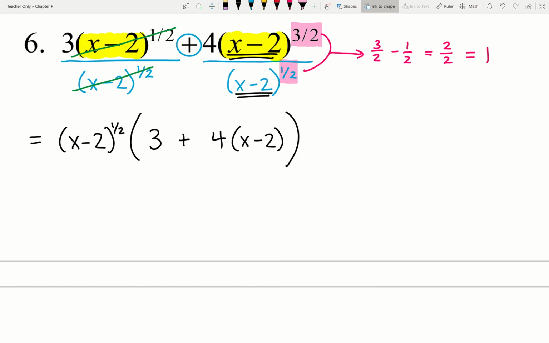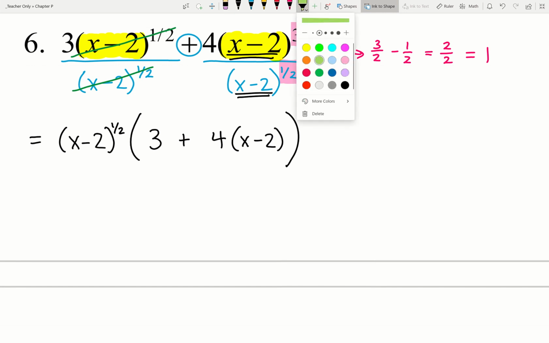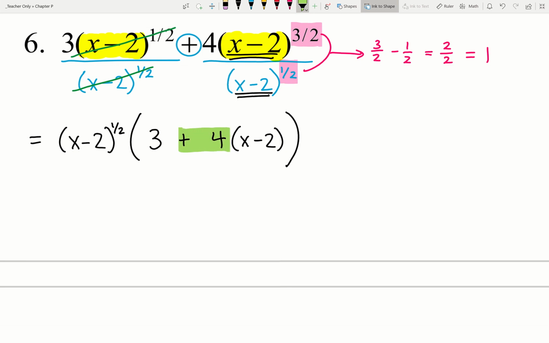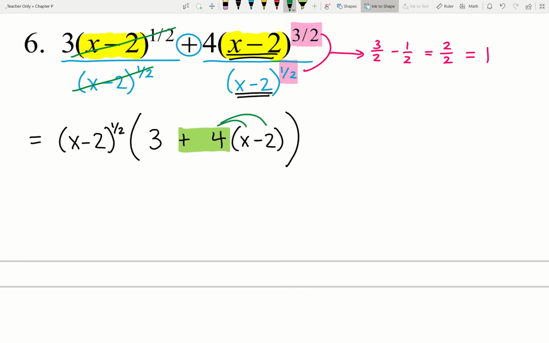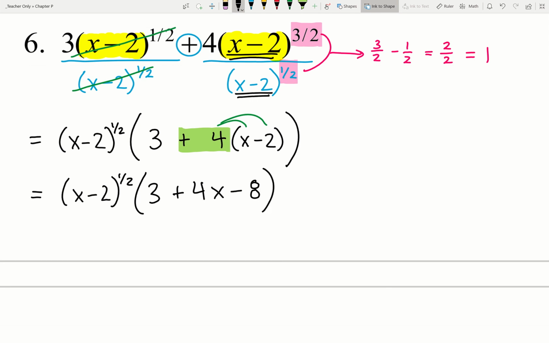So again, I think we got you guys to a good point where when you see distributive property, you're going to execute it, right? So let's go ahead and do that. We'll distribute in a positive 4. And in the next line, we'll say the GCF x minus 2 to the power of 1/2. And then that is going to be times 3 plus 4x minus 8.